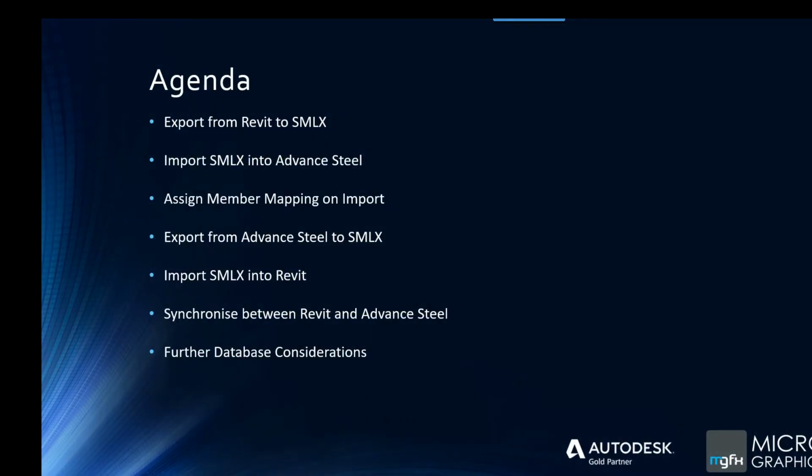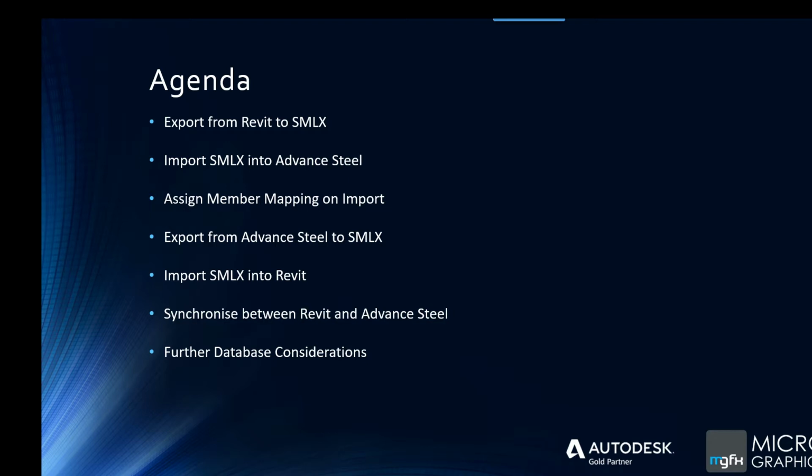On the agenda is how to export from Revit to the SMLX file. That is a file format that is a Steel Markup Language file, and it's a compressed file. Within that compressed file, there is an XML file, which contains the information that is then transmitted to the database of the Advanced Steel. So that's the SMLX file.